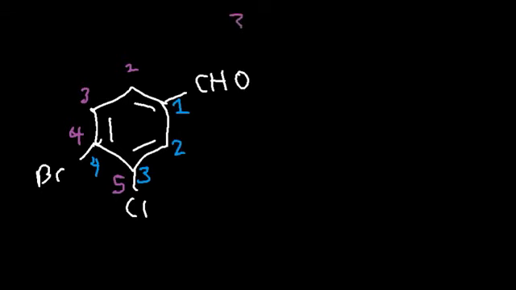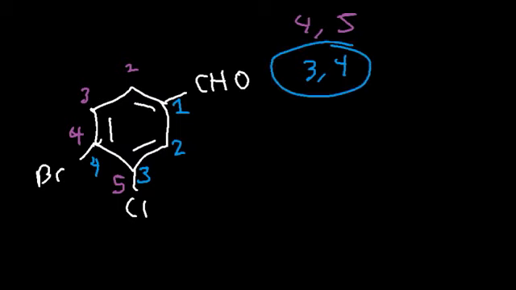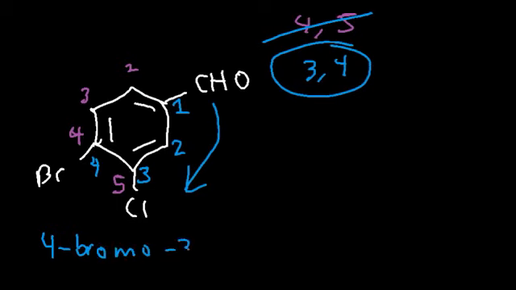So which one is better? 4, 5 or 3, 4? Well, 3, 4 gives us the lowest number, so we always want to count in a direction that will give you the lower numbers for the substituents. So we need to count it this way. If we count it in the other direction, we're going to get high numbers, so that's the wrong way to count it. Now, we have a 3-chloro and a 4-bromo. Whenever we're putting these substituents into a name, you have to place them in alphabetical order. So bromo comes before chloro. So this substance is going to be called 4-bromo-3-chlorobenzaldehyde.